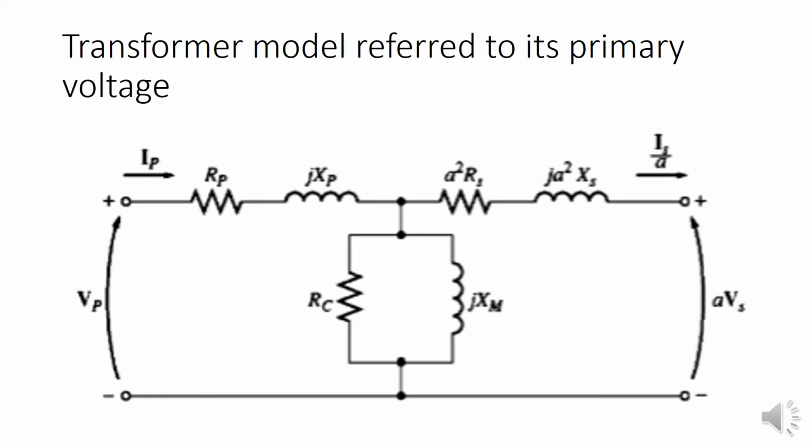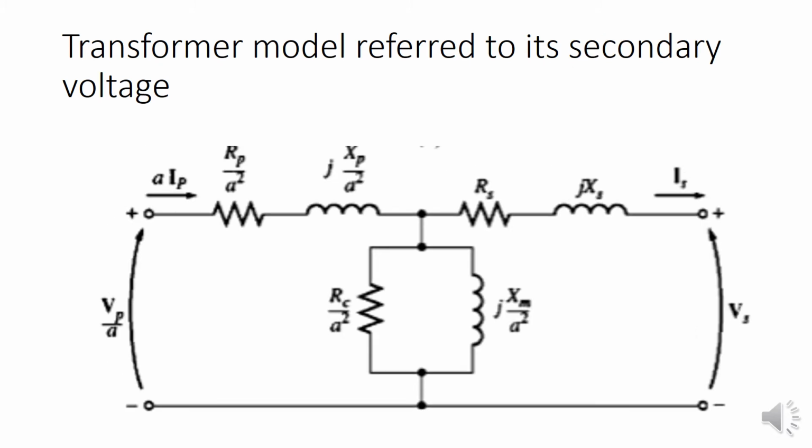So it is our duty to choose the model, or in the question you will be told which model you have to prefer. Here also everything is presented as shown previously, but note the position of the excitation branch, which consists of RC and XM. This is another representation. The previous representation was referred to the secondary side, so you can compare our previous representation with this one.